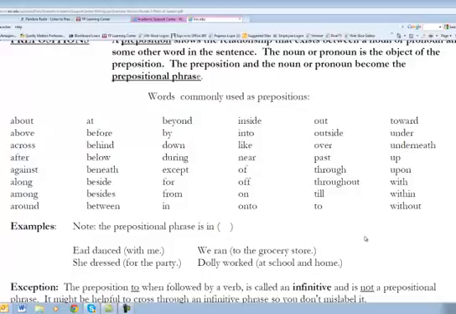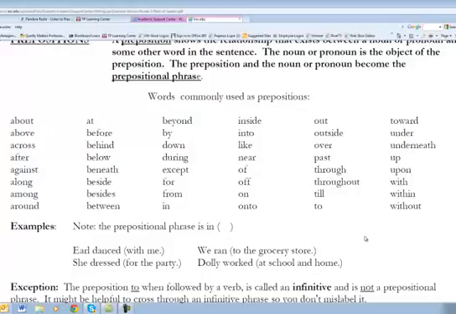She dressed for the party. The preposition is for. Where does the phrase end? For what? For the party. We ran to the grocery store. To is the preposition. Where does the phrase end? To the grocery store. And finally, Dolly worked at school and home. Where did she work? What is the relationship? At is the preposition, the entire phrase, at school and home.